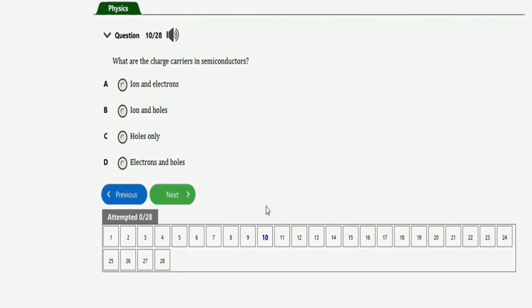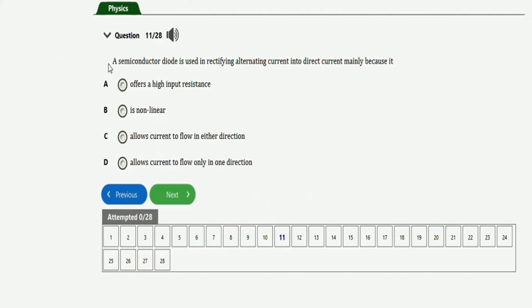So next question will be this one. It says, a semiconductor diode is used in rectifying alternating current into direct current mainly because it offers high input resistance, is nonlinear, allows current to flow in either direction, allows current to flow only in one direction. So the right option is option D, which is allows current to flow only in one direction.